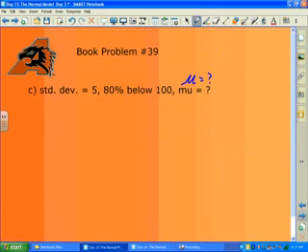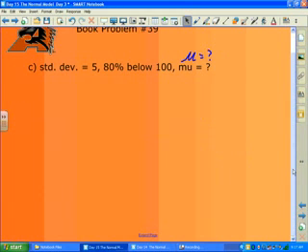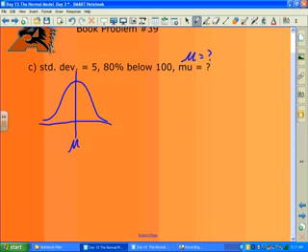We do not have the mu. So what are you going to do first to figure out what's going on? Draw a picture. I always draw a picture to figure out what it's talking about. Yeah, this is letter C. There's my mu, which I don't know. 80% is below 100. I'm going to put 100 right here.